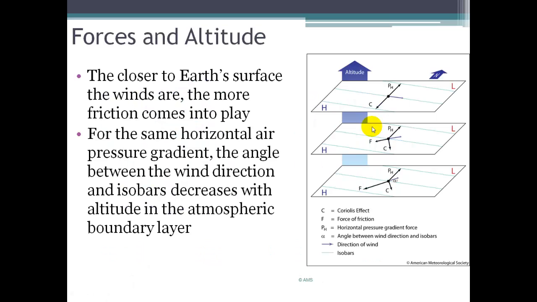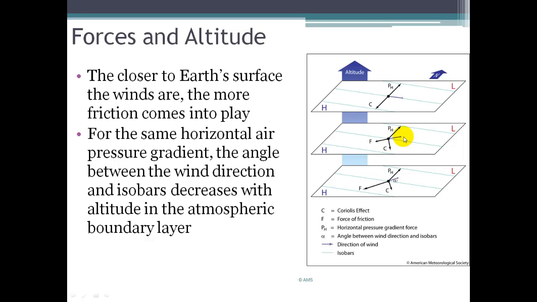So just to reiterate, our forces change with altitude. The closer we are to the Earth's surface, the more impact friction is going to have. Here you see the blue isobars, high pressure and low pressure, close to the Earth's surface. We have the pressure gradient force wanting to pull that air perpendicular to the isobars right into the low pressure. But as soon as it does, the Coriolis effect and friction, because we're close to the Earth's surface, come into play. And so the actual direction of the wind flow is given by this little line here. So we're still moving towards the low, but we're crossing the isobars at an angle.